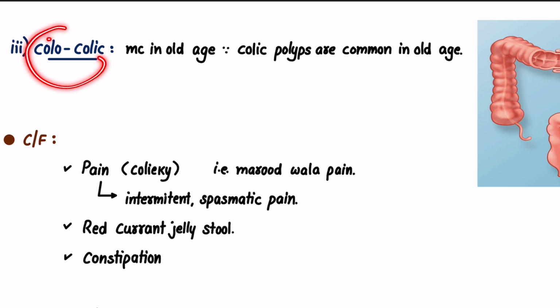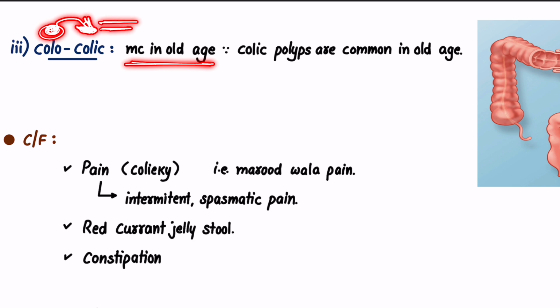The third type of intussusception is colocolic. Here also the name indicates that it is the invagination or intussusception of colon within colon. And when we were discussing the etiological agents, I mentioned that in old age, polyps in the colon are very common. Therefore, in old age, this is the most common case because the polyps in the colon will act as a lead point, leading to intussusception or invagination of that part into the distal colon part.